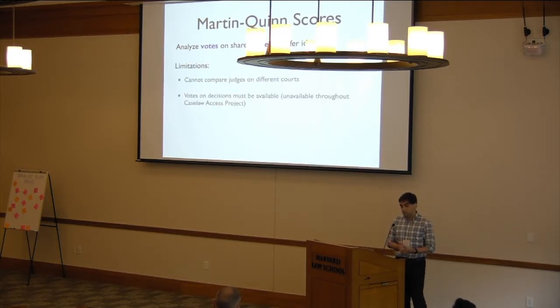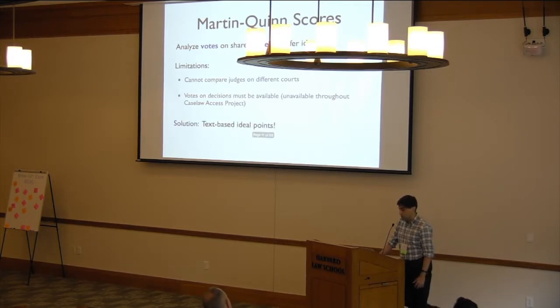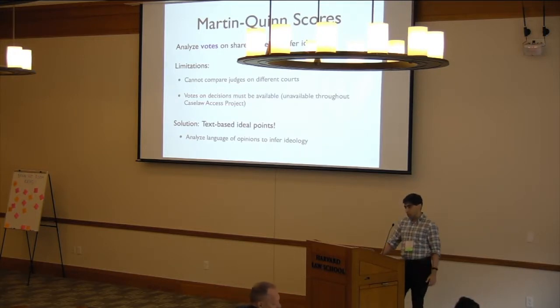Because these are based on votes on the same cases, we cannot compare judges on different courts. And moreover, votes on decisions must be available, which is easy for the Supreme Court, but is not as easy for lower-level federal courts or for state courts. Our solution is to use text-based ideal points. That is, analyzing the language of opinions that judges write to infer ideology. The English language is shared across the American judicial system, so we should be able to compare judges on different courts, single judge panels, anyone who writes opinions.